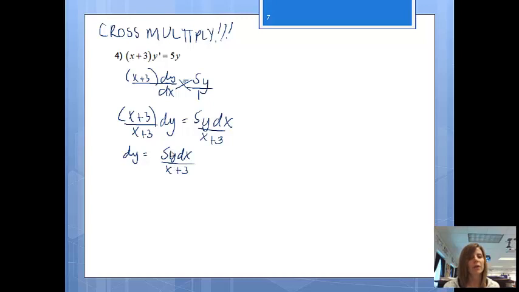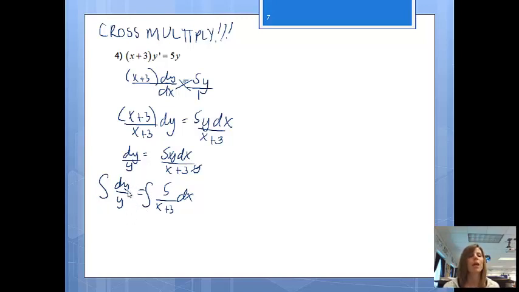Now I notice I don't want the y there, so now I'm just going to divide both sides by y. Notice the 5 is fine where it is. It doesn't involve the y, so we're just going to get rid of the y. So notice now I have dy over y is equal to 5 over x plus 3 dx, because those y's cancel. Okay, now that I've got all the variables on the right side, now we can take the integral.